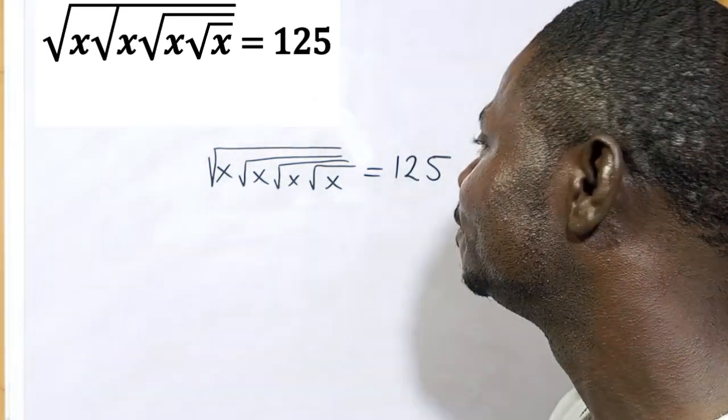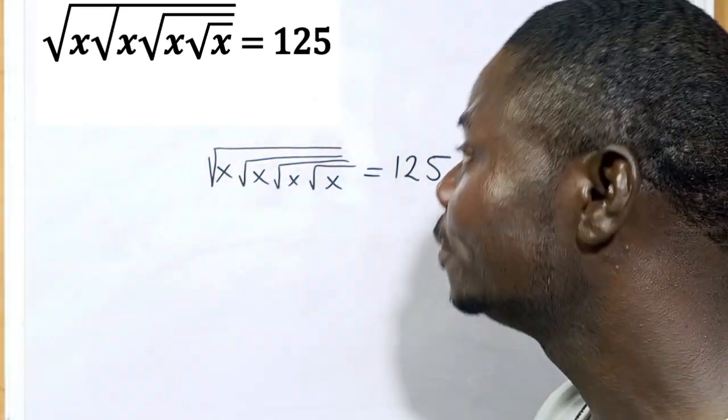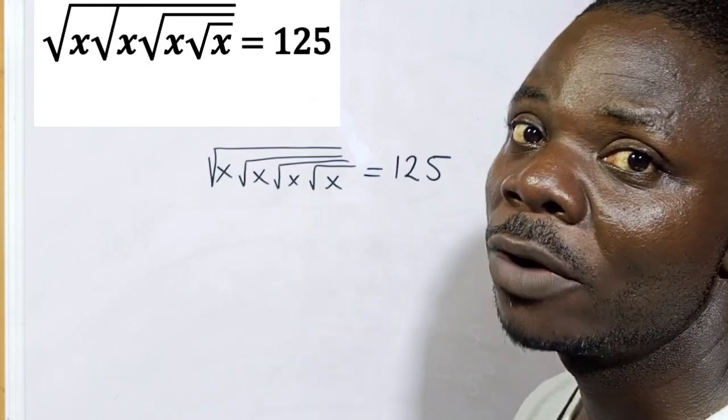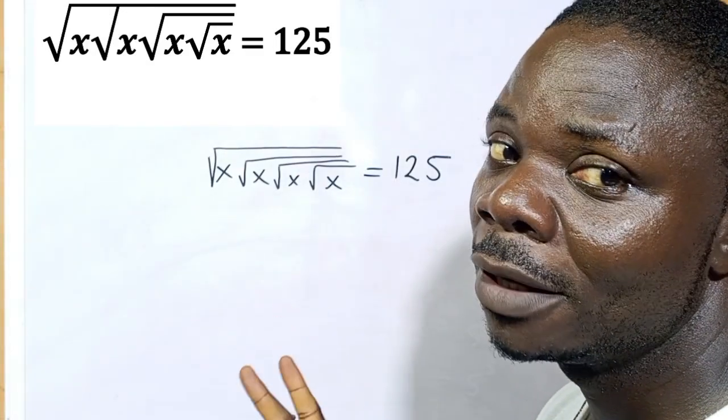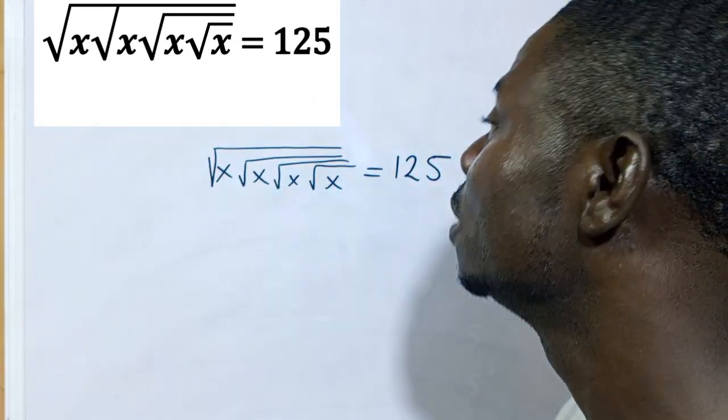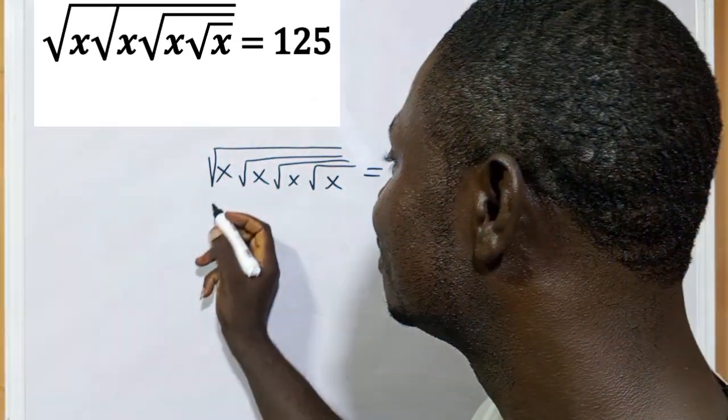Now let's look at this. This is a nested radical equation. How many layers do we have? We have 1, 2, 3, 4. We have 4 square root layers here. So instead of expanding, just simplify. Just write it like this.